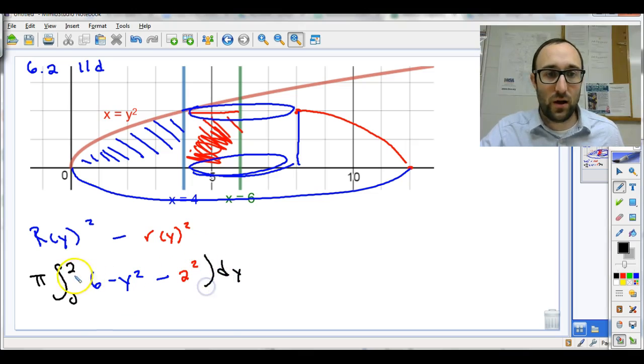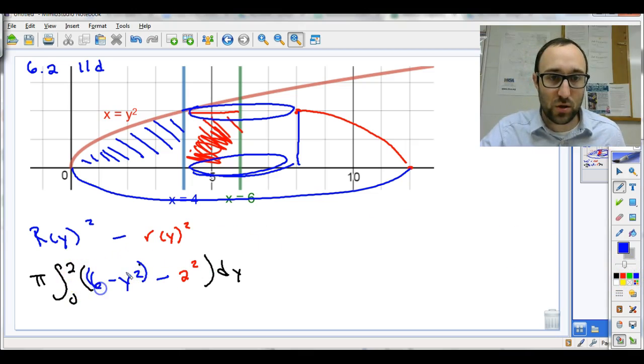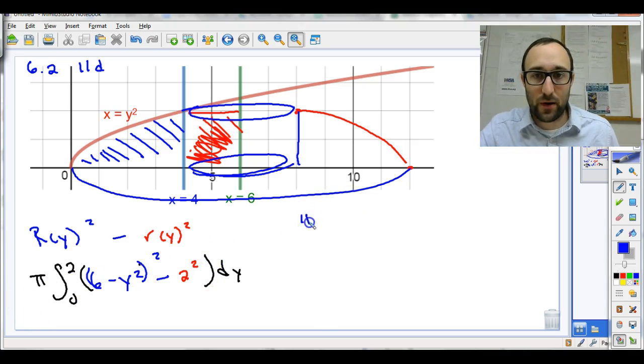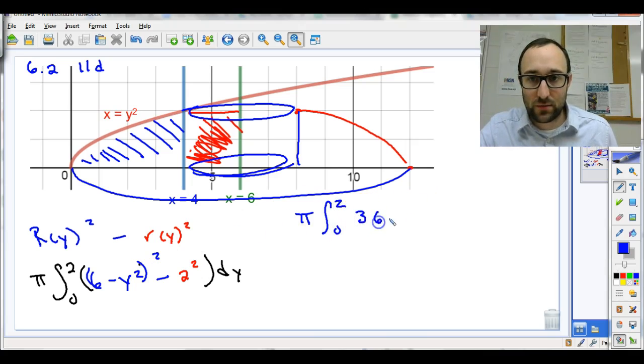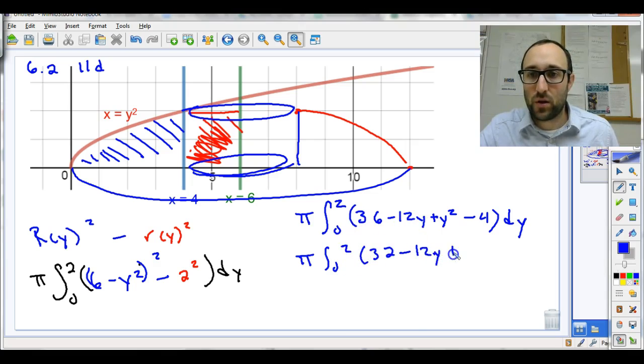We have all of that, and ooh, I forgot something here. 6 minus y squared, squared. Right, 6 minus y squared squared. So then we're going to have pi times the integral from 0 to 2. 6 minus y squared is going to be 36 minus 12y plus y squared. And then we are going to subtract 4, and we have all of that times dy. So then it should just be pi, integral from 0 to 2. Let's clean this up a little bit and say it's going to be 32 minus 12y plus y squared dy.